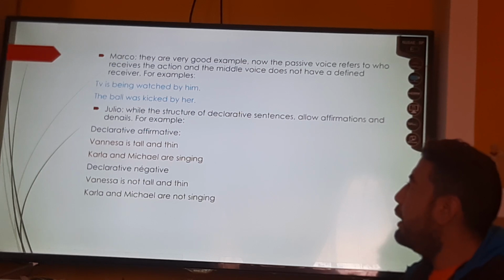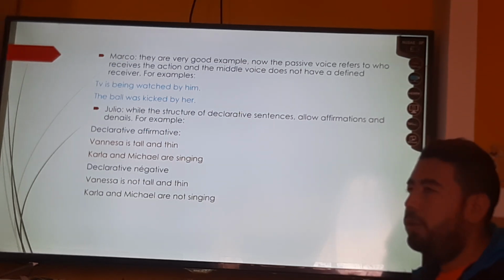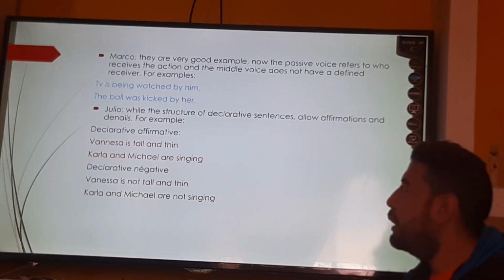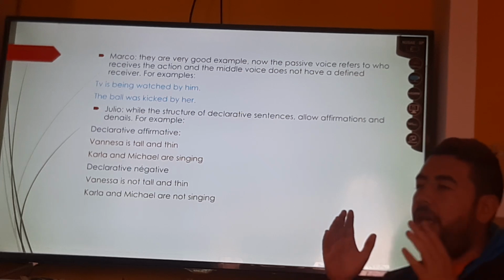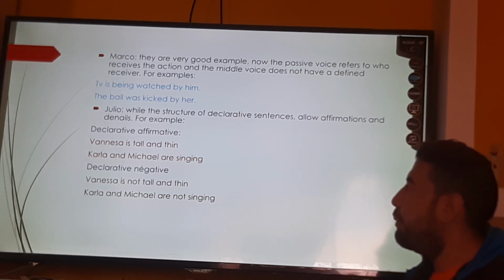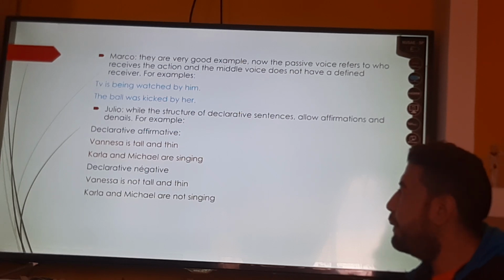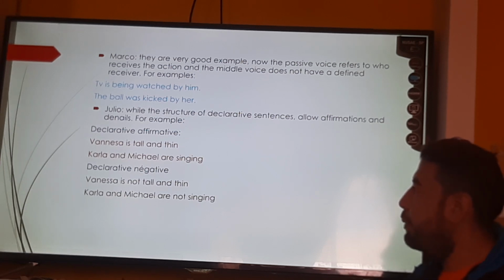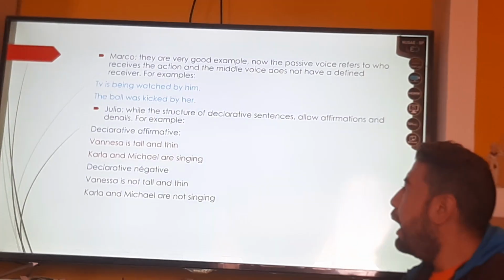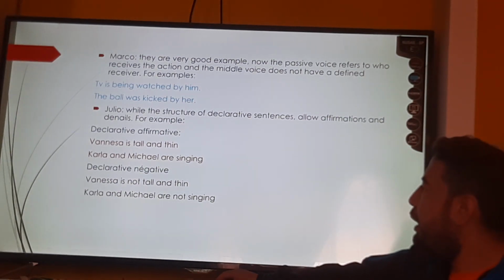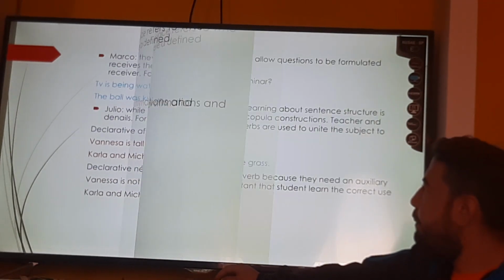Julio: While the structure of declarative sentences allows affirmations and denials. For example, declarative affirmations: Vanessa is tall and thin. Carla and Michael are singing. In the case of declarative negatives, for example: Vanessa is not tall and thin. Carla and Michael are not singing.